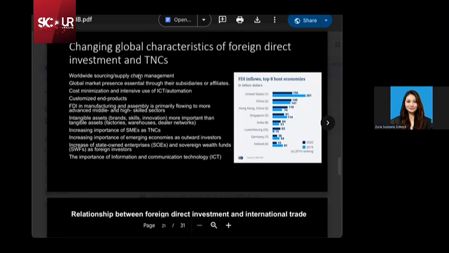We have a lot of customer demand and so on. Cost minimization, intensive use of ICT and automation. Customized end product, right? Because of the demand, different markets might require different products, so you have to customize. All right, one product cannot cater for all the markets worldwide.